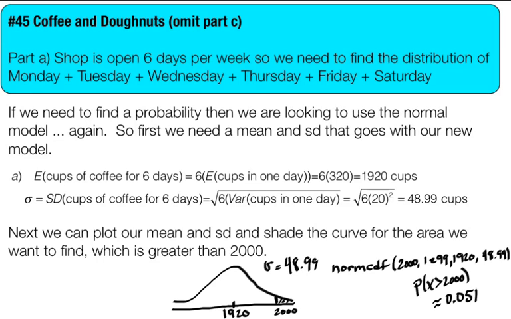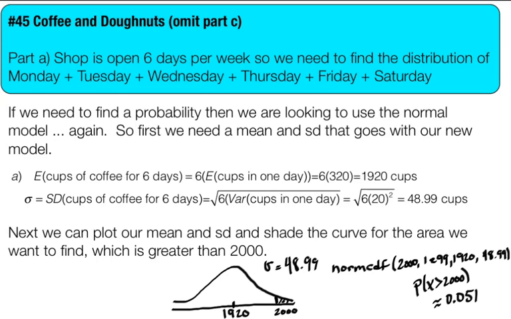So just slightly more than 5% of the time. Would you say this is unusual? It's not crazy, but if somebody told me this and acted like it was no big deal, I would wonder. I don't know if you're going to get 2,000 cups in one 6-day period. It's not very likely.